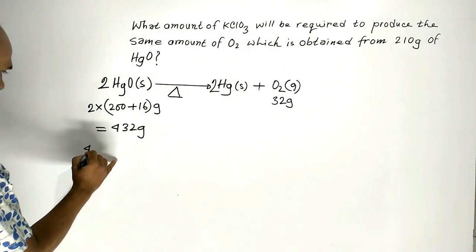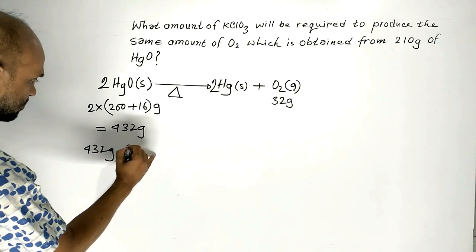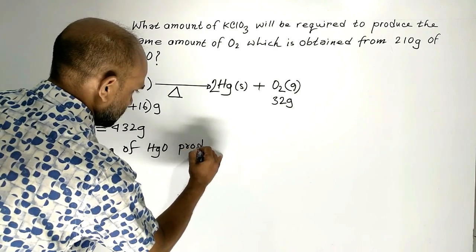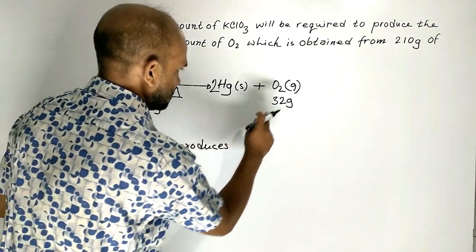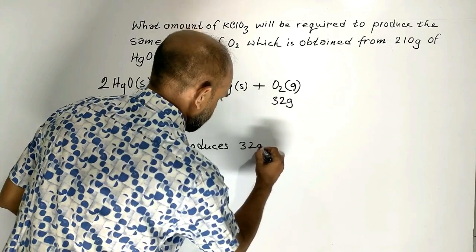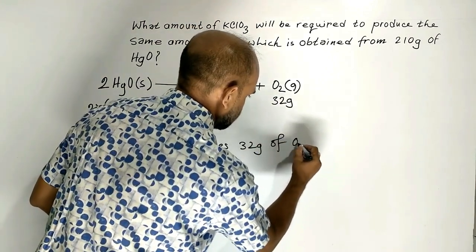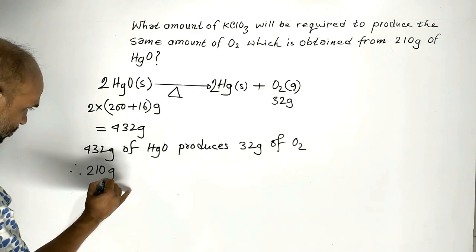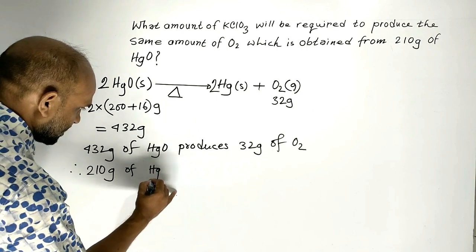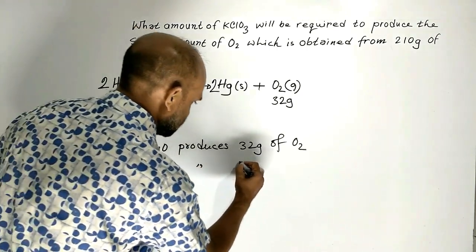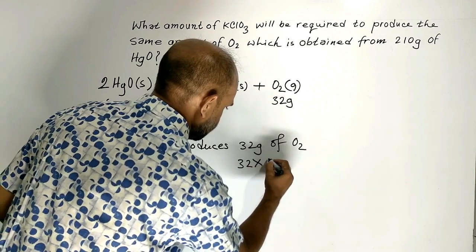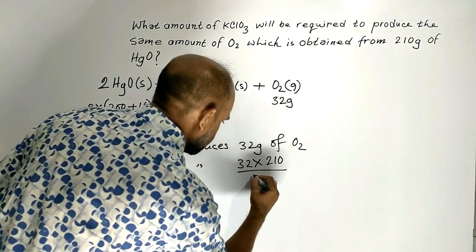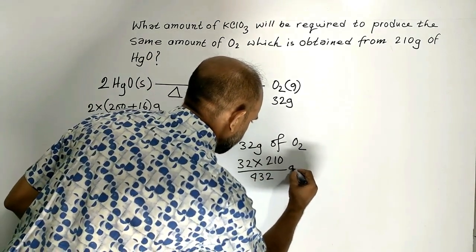Here 432 gram of mercuric oxide produces 32 gram of oxygen. Then 210 gram of mercuric oxide produces 32 times 210 divided by 432 gram of oxygen.